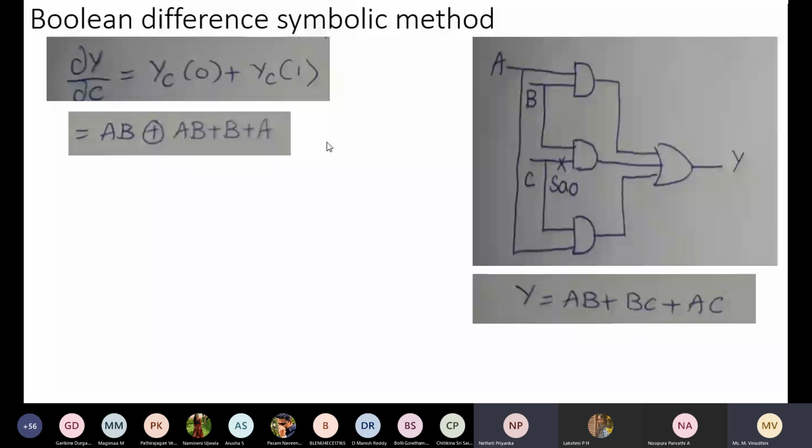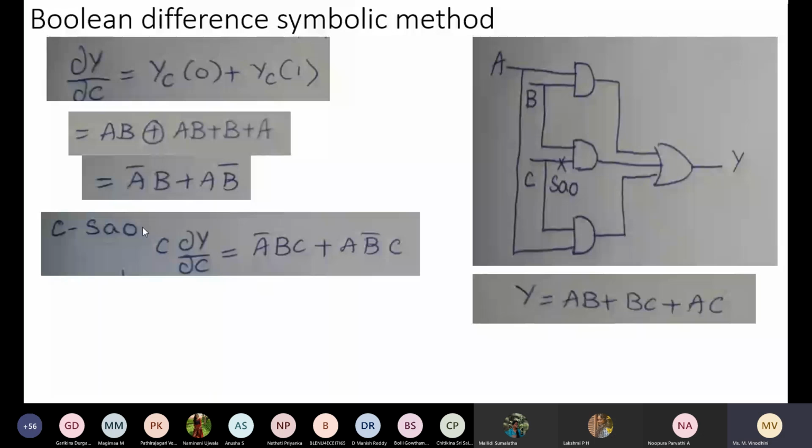Next, when you XOR it, what are you getting? A bar B plus B bar A. A bar B plus B bar A. Okay. This is in sum of product form? Yes, ma'am. Okay, this is what is required. It is in SOP form. Next, we need to multiply. For stuck at 0 fault, I need to multiply with C. So I will get A bar B C, A B bar C.